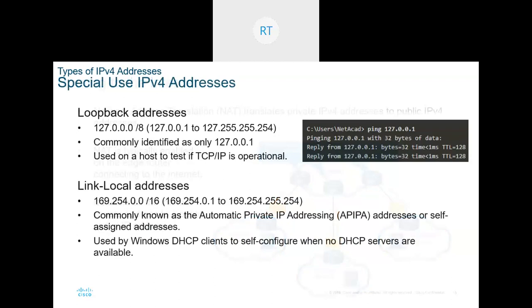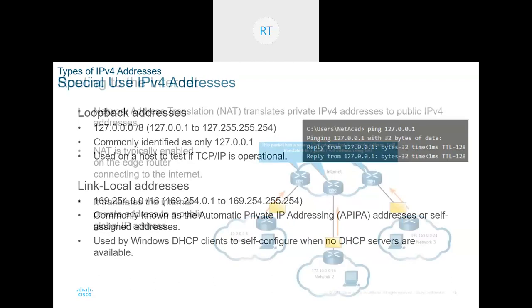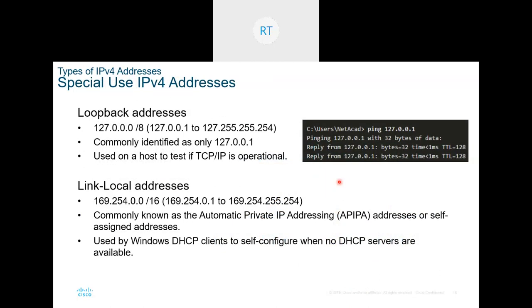Private and public addresses. Special use of IP version 4 addresses. There are other addresses that are used, special types of addresses. Examples are loopback addresses. I think we talked about loopback addresses last time. Loopback addresses are used to test the operation of the TCP/IP. So if you want to check if TCP/IP is operational on a network, you just pick that loopback address and you ping the address. So the addresses in this range are loopback addresses.